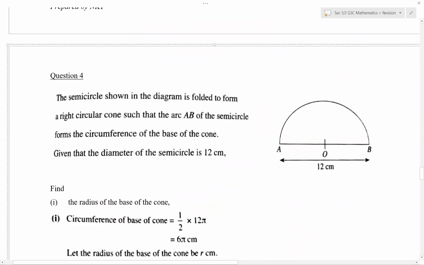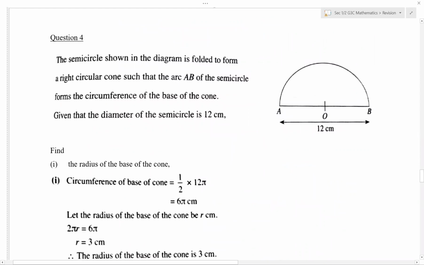Next one, question 4. Okay, now we have a semicircle folded to form a right circular cone. So you need to remember what you did in class, no? We had a sector. Then we folded the two radii together and we obtained a cone. So I believe what we did in class was a sector looking like this. Then you join these two parts up, you get a cone, where the center over here is now the vertex, the tip of the cone.